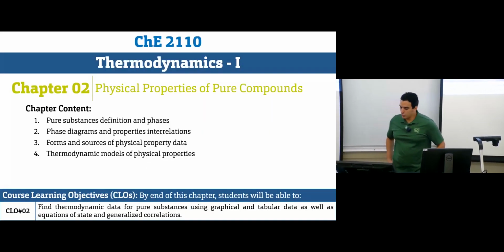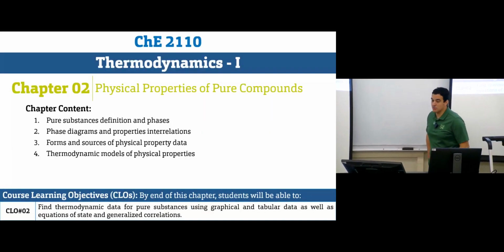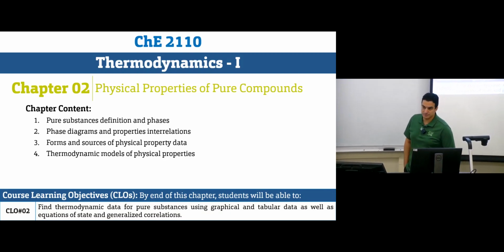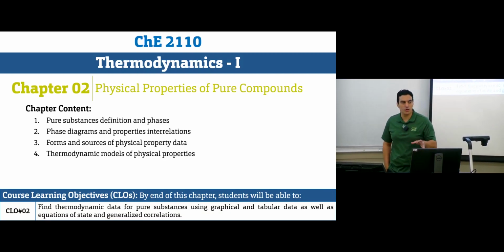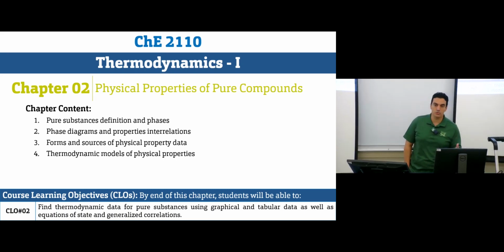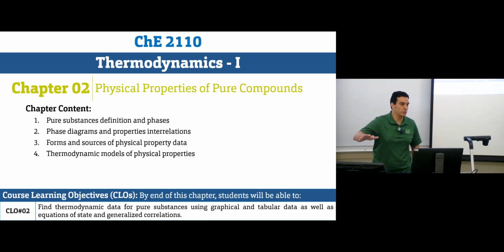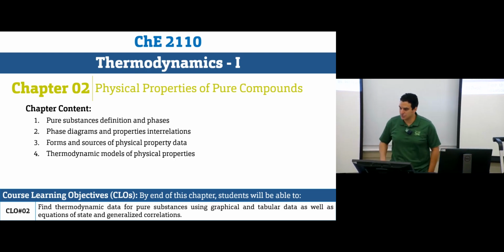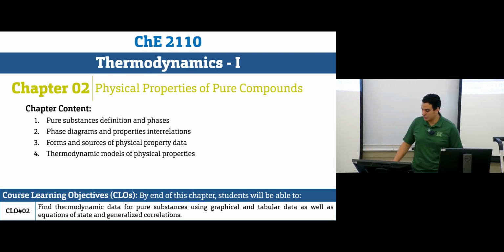And chapter 2, this one entitled Physical Properties of Pure Compounds. So we have 4 points we need to cover in this chapter. First, we need to start with what is meant by pure compounds or pure substances. So this type of component that we will deal with during the whole chapters that we have during this semester.